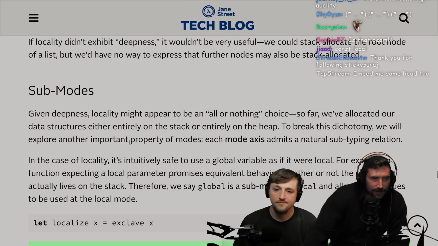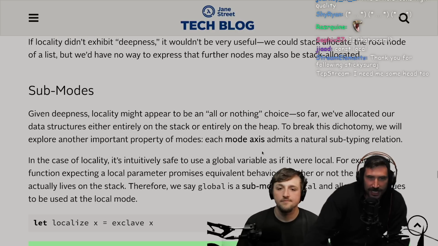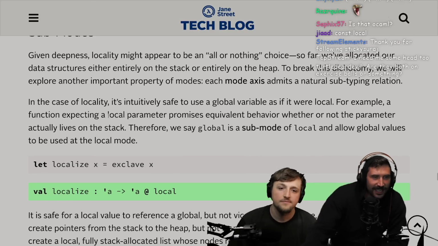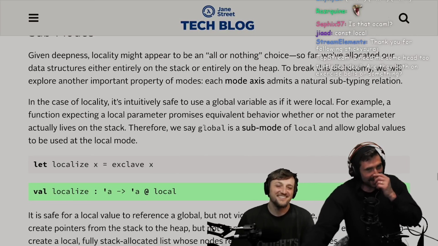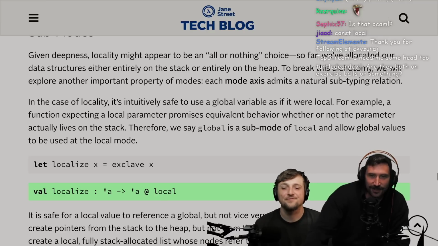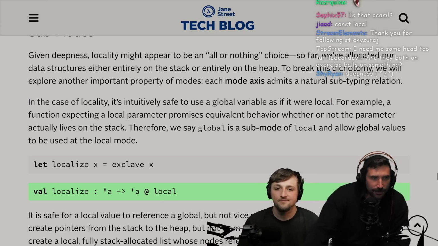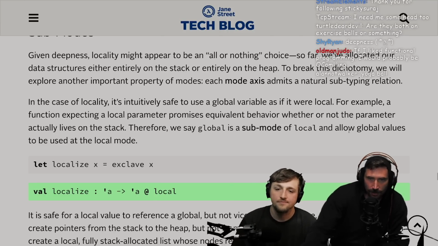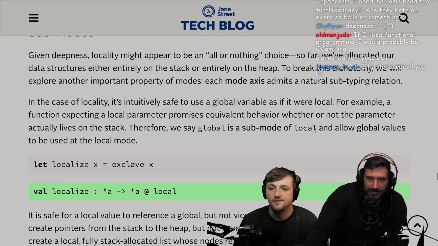To break this dichotomy, we will explore another important property of modes. Each mode axis admits a natural subtyping relation. Okay, this might be the part where I get too dumb. In case of locality, it's intuitively safe to use a global variable as if it were local. Absolutely. For example, a function expecting a local parameter promises equivalent behavior whether or not the parameter actually lives on the stack. Perfect. Therefore, we say global is a submode of local. Interesting. Which makes perfect sense, but still interesting.